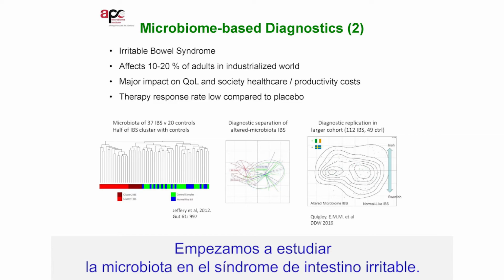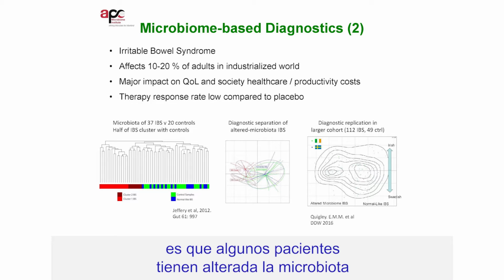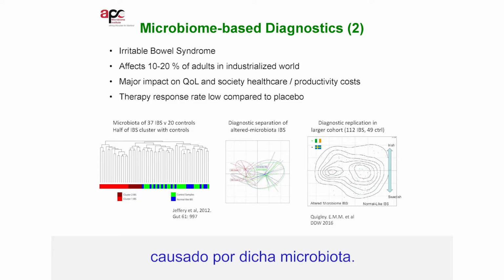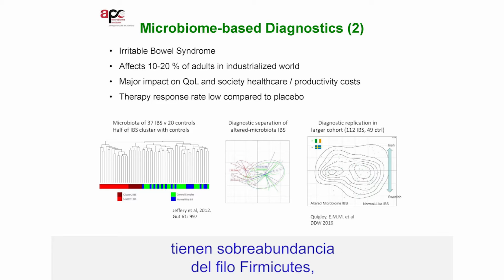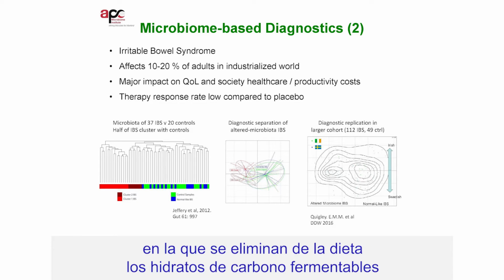We started to study the microbiota in IBS. Our current working hypothesis on IBS is that some of the patients have an altered microbiota and they have a true functional gastrointestinal disorder based on that microbiota. They have a lower luminal pH. They've got an overabundance of phylum Firmicutes. And these are probably the patients who would respond to a FODMAPs diet, which is removing fermentable carbohydrates from their diet.